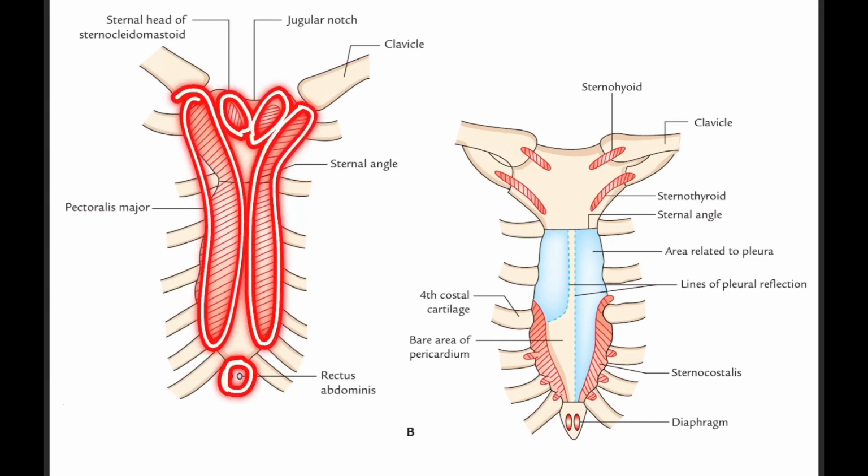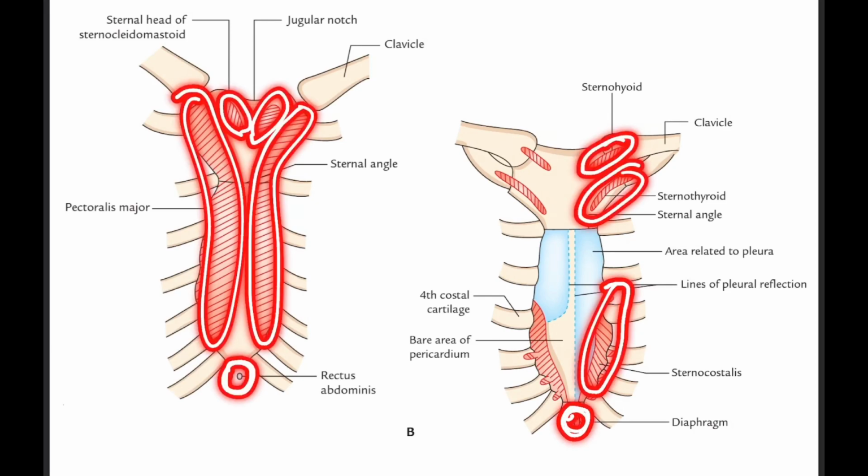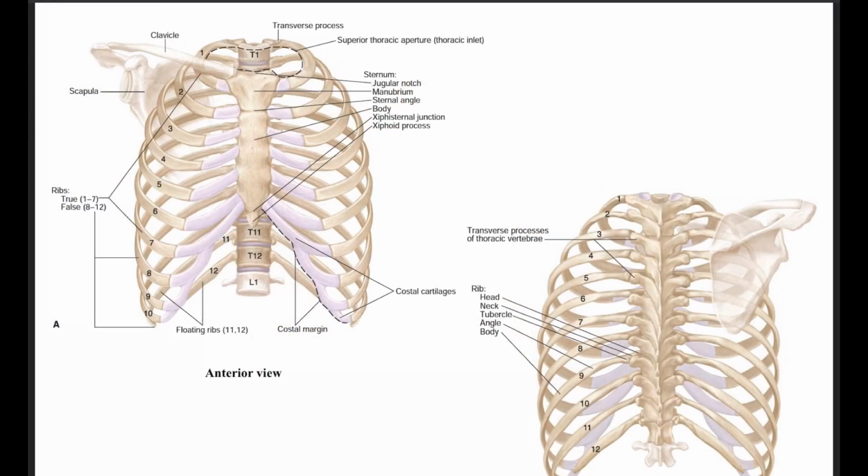And third one is rectus abdominis muscle on the xiphoid process. This is the anterior surface of the sternum. The posterior surface of the sternum gives rise to sternohyoid muscle, sternothyroid muscle, sternocostalis muscle, and diaphragm fibers, sternal fibers. So now let's discuss the ribs.